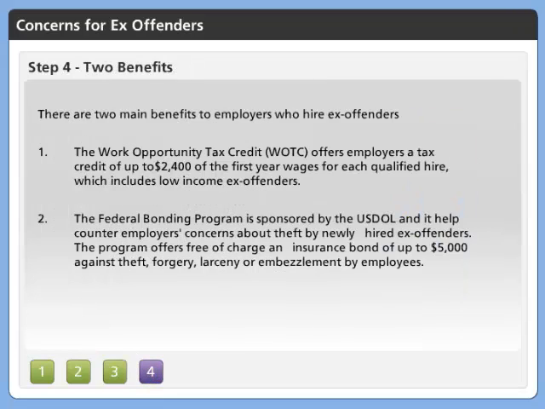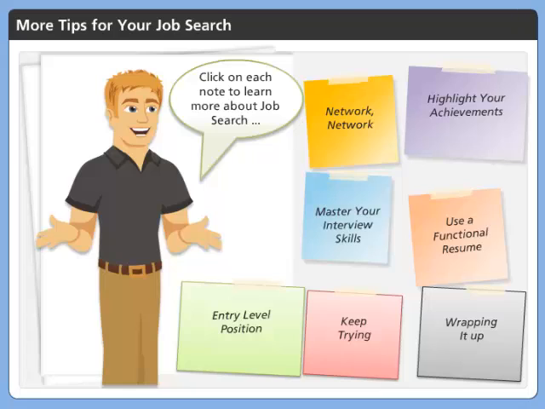There are two main benefits to employers who hire ex-offenders. The Work Opportunity Tax Credit, or WOTC, offers employers a tax credit of up to $2,400 of the first year wages for each qualified hire, which includes low-income ex-offenders. And the federal bonding program is sponsored by the USDOL, and it helps to counter employers' concerns about theft by newly hired ex-offenders. The program offers, free of charge, an insurance bond of up to $5,000 against theft, forgery, larceny, or embezzlement by employees. More tips for your job search.